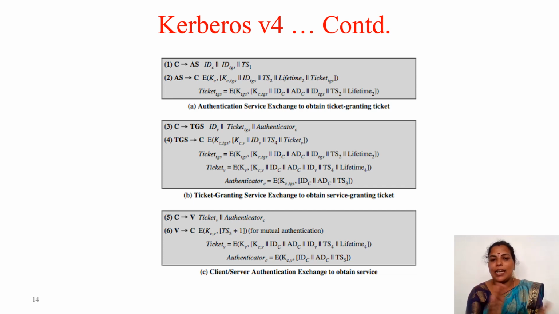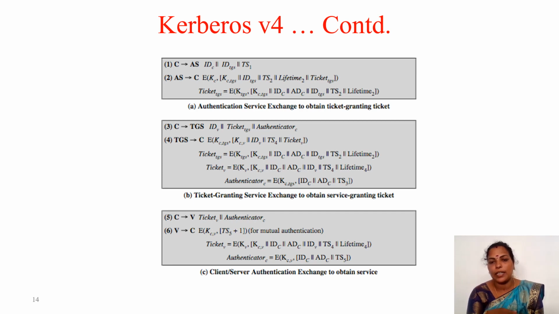Next, the client server authentication exchange to obtain the service. Basically, we need client server communication. Here, see C to V. In the client server authentication exchange to obtain the service, C communicates with V, sending the ticket concatenated with the authenticator, then V to C.